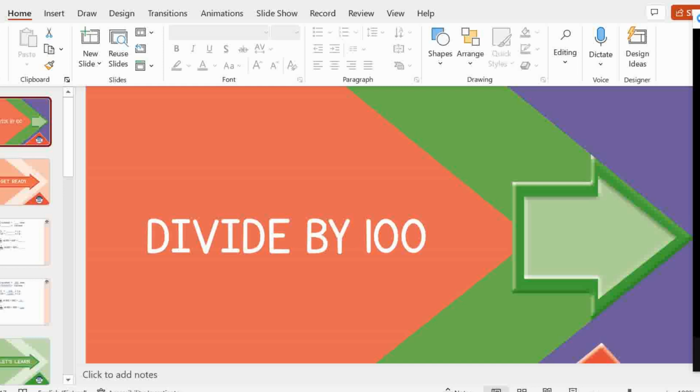So the topic for today is divide by 100. Yesterday we did dividing by 10, but today it is divide by 100. Let's have a look at our first tasks.